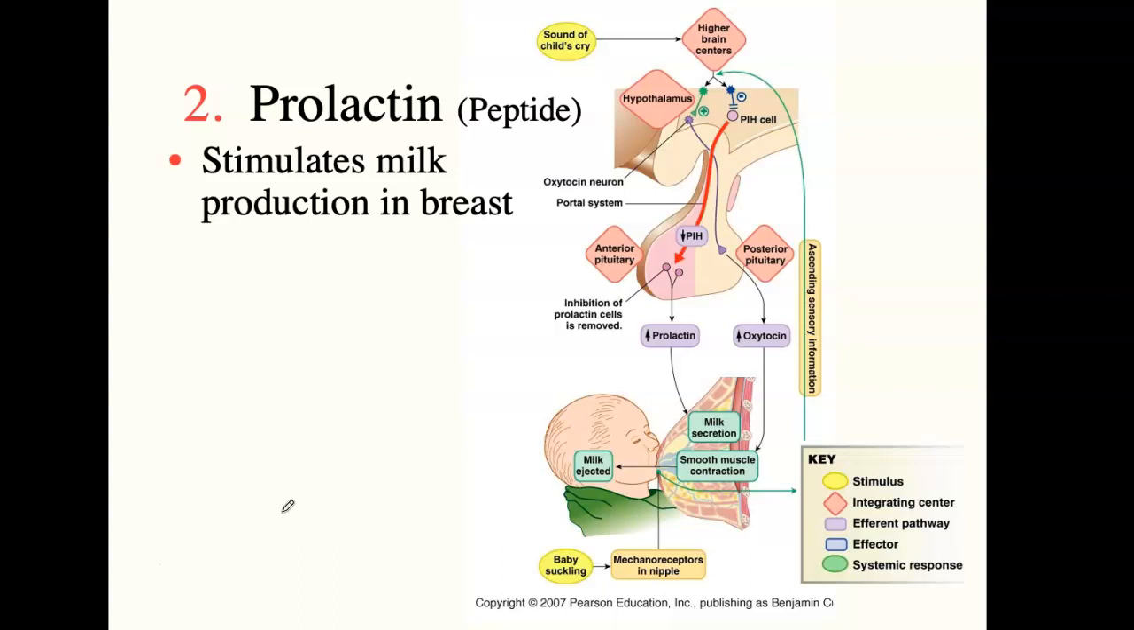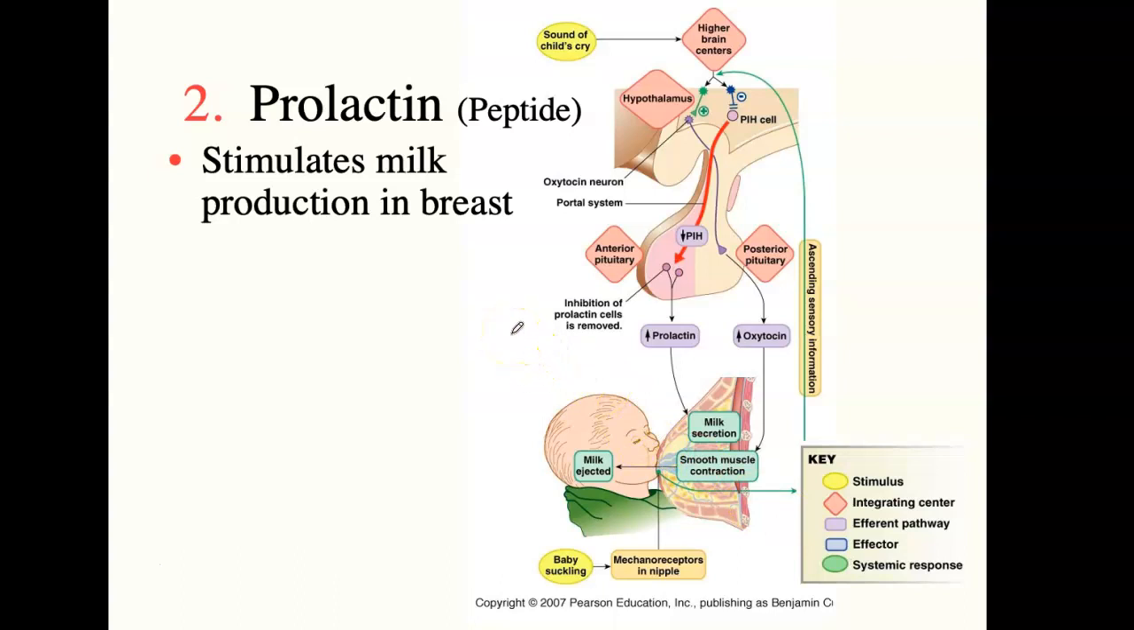So we're going to talk about 6 hormones of the anterior pituitary, and we're on number 2, which is prolactin, which is a peptide. And what it does is stimulate milk production in the breast. So the sequence here that we see in the diagram is going to have that coloration, remember, of a stimulus in yellow and an integrating center in the pink color, some sort of efferent pathway to an effector that gives some sort of systemic response.